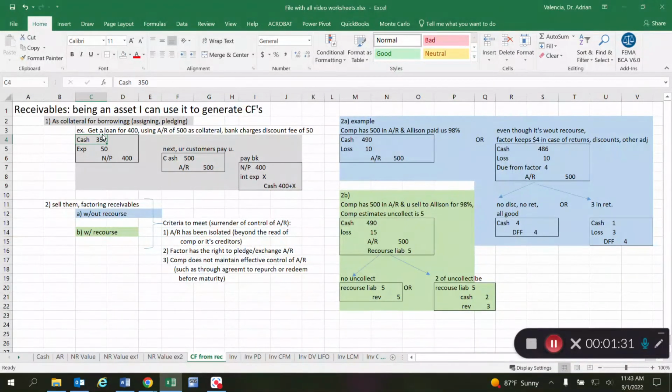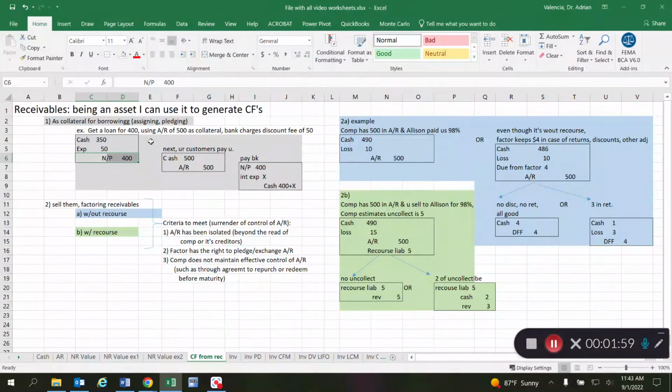We would get a check from the bank for $350, but we would have a liability of $400. So upfront, we would have this fee of $50 that needs to be accounted for. Now look at the fact that we're having a liability in our books. So currently we carry the receivables as an asset, but the borrowing against them is now going to be recorded as a liability.